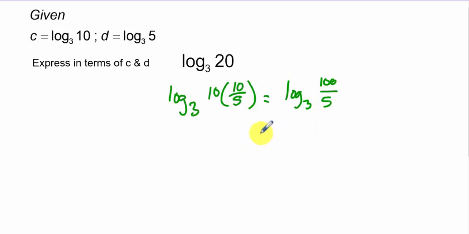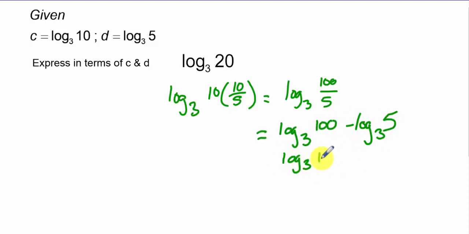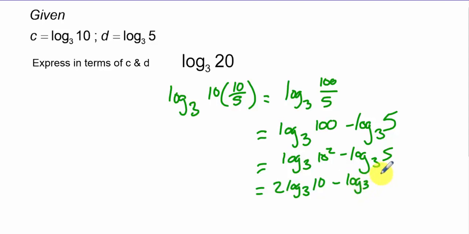So that's a subtraction. It's the log base 3 of 100 minus the log base 3 of 5, which is the log base 3 of 10 squared minus the log base 3 of 5, which is equivalent to 2 log base 3 of 10 minus the log base 3 of 5. And hey, here you go. 2 log base 3 of 10 is 2C minus D.